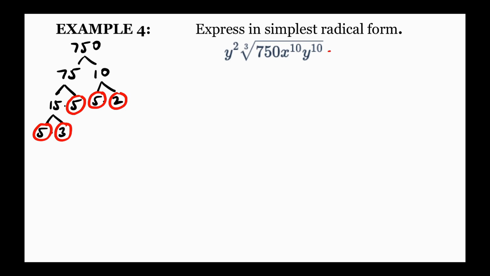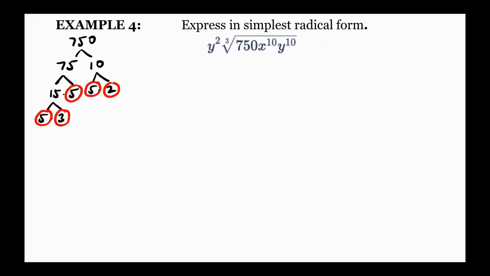Okay, so let's bring it back. So I have y squared already there. 750 is 3 5s and a 3 and a 2. And then I have x to the 10th, y to the 10th.